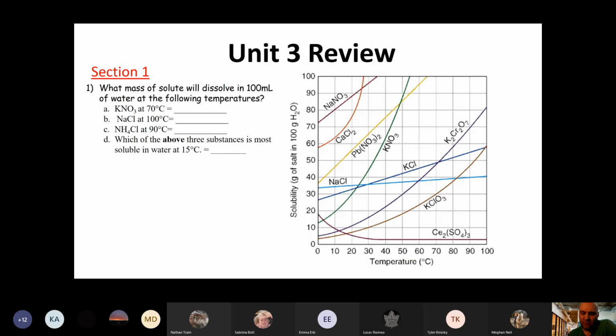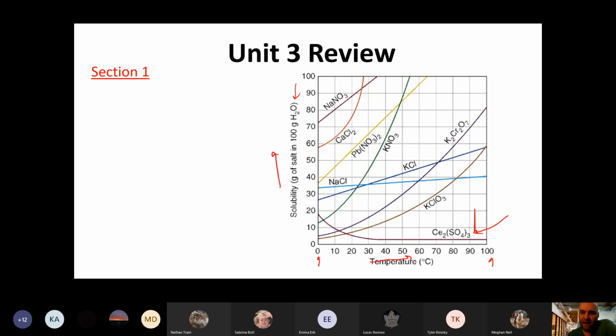We should also discuss, perhaps, why don't we take a look at KCl here? So KCl is this blue line that's right in the middle. And a lot of these questions ask us, what type of solution do we have? So it'll say at a certain temperature, you've got a certain amount dissolved. Is it saturated, unsaturated, or supersaturated?